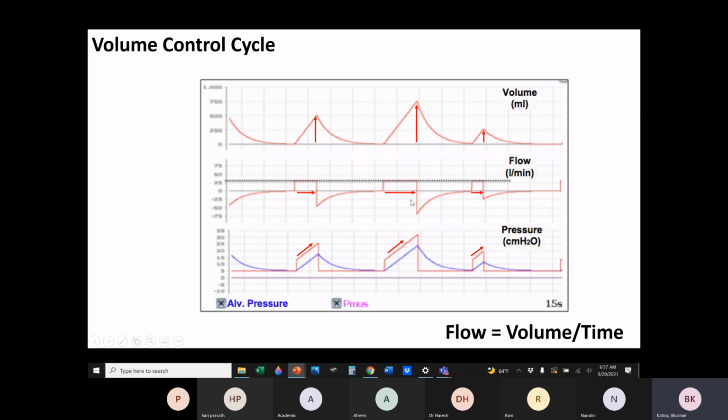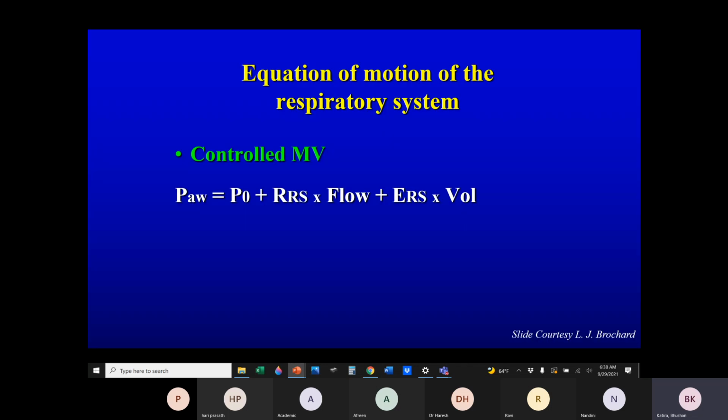So if you keep the flow the same and you increase the tidal volume, you will increase the overall pressure. That means you will increase the alveolar pressure and proportionately increase the airway pressure. And this is an important thing on this slide. All right, the slope of this pressure, which is the resistive pressure part, depends solely on the flow. And why is that? Here is the reason.